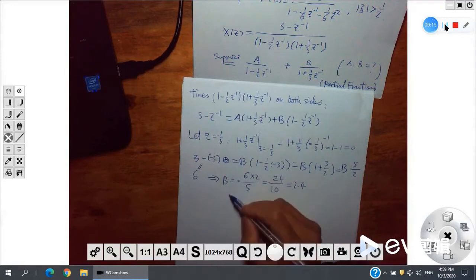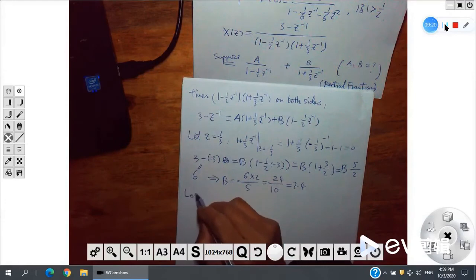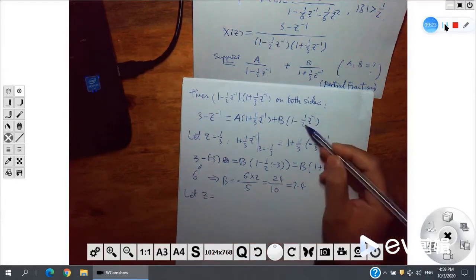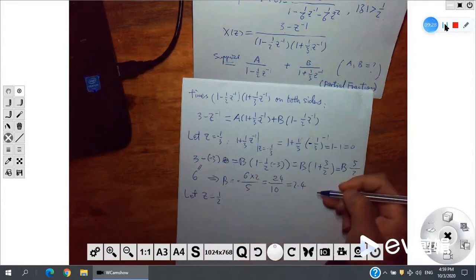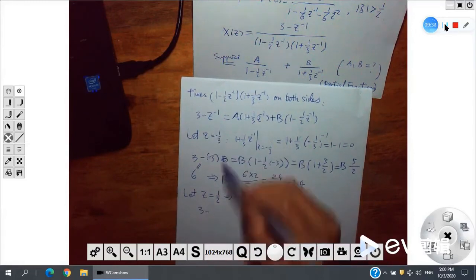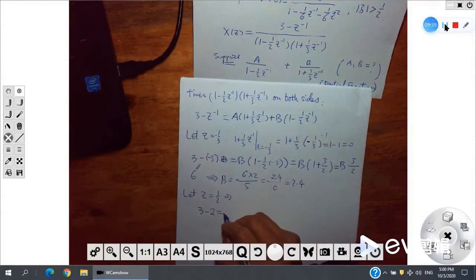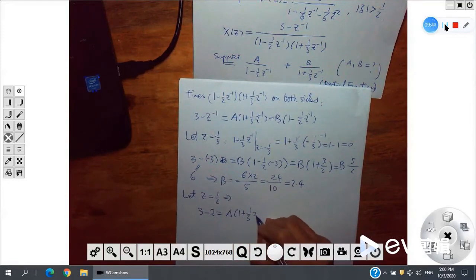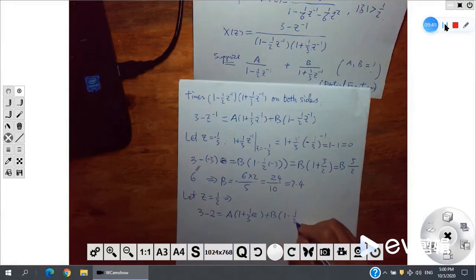And then a. I can use the same way to find a. Now let z equal to 1/2. Then we have 3 minus z to negative 1 will be 2, right? And that equals a times 1 plus 1/3 times z to negative 1, that is 2, and b times 1 minus 1/2 z to negative 1, which is 0.